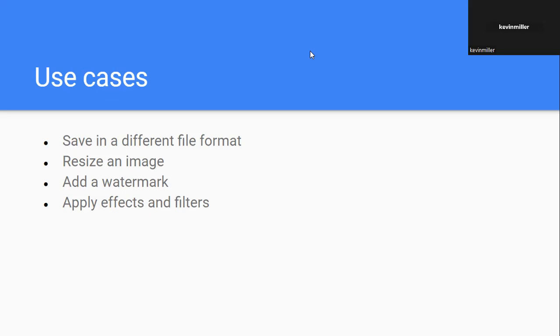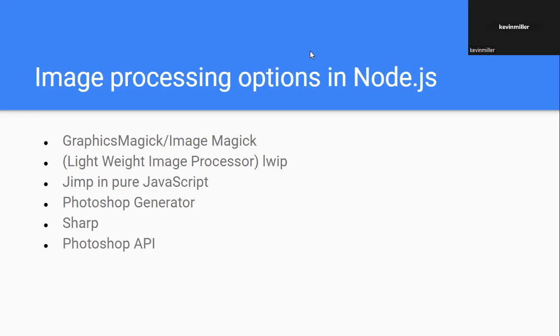So that's one of the things I also want to make clear in the presentation tonight, that there's actually a lot of different tools that are free that you can use for image manipulation with Node.js. So some of these options include Graphics Magic, Image Magic. Those are both open source, free tools for working with images. There's also something called the Lightweight Image Processor.